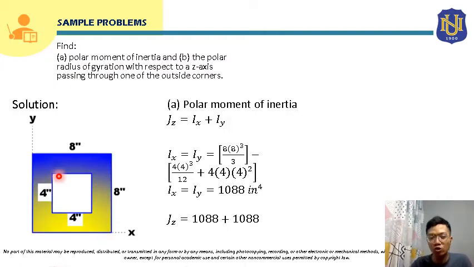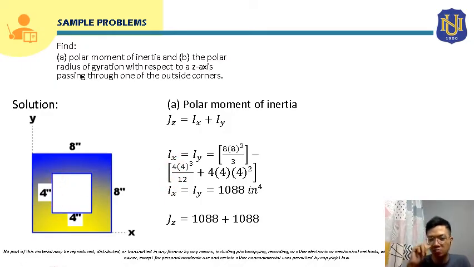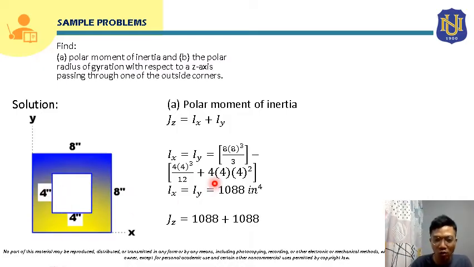In this case, we have to use the transfer formula here, since there's a distance d from the centroid of this square to the reference axis, which is x. So the centroidal moment of inertia of this square is bh cubed over 12, plus Ad squared. Its area is 4 times 4, and its distance d will be this distance from this point up to this point. This is actually just half of 8, so this will just be 4, and that will be 4 squared. So this is Ad squared.